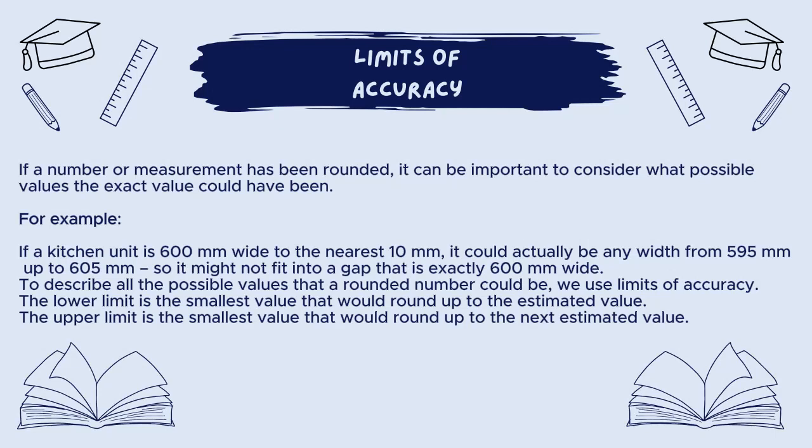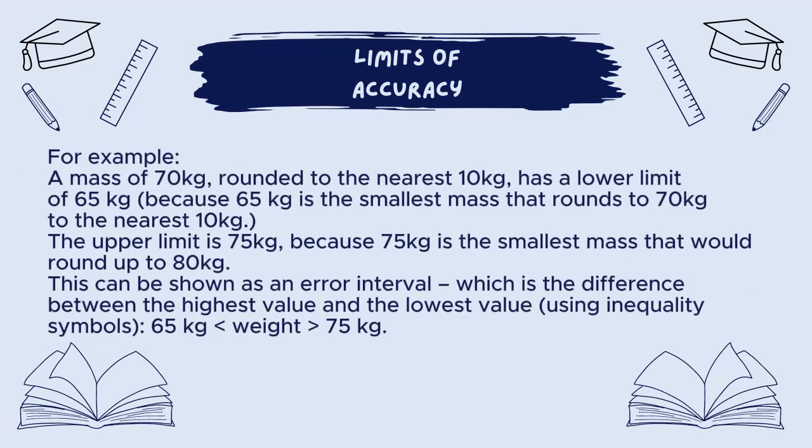The lower limit is the smallest value that would round up to the estimated value. The upper limit is the smallest value that would round up to the next estimated value. For example, a mass of 70 kilograms rounded to the nearest 10 kilograms has a lower limit of 65 kilograms, because 65 kilograms is the smallest mass that rounds up to 70 kilograms to the nearest 10 kilograms. The upper limit is 75 kilograms, because 75 kg is the smallest mass that would round up to 80 kg.